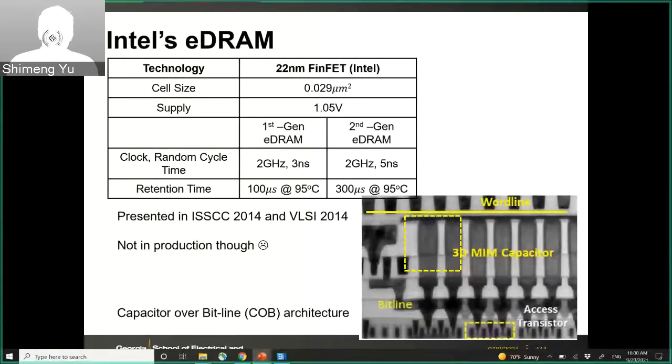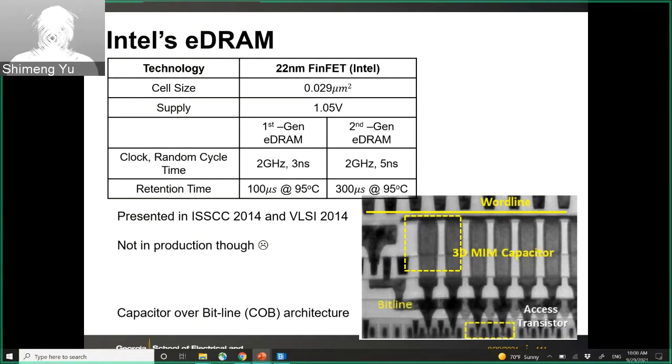And then Intel also at one time tried to commercialize eDRAM. They presented some research papers at their 22 nanometer FinFET platform back in 2014. Their approach is a little bit different from IBM's. In this case, they use a stacked capacitor for the eDRAM.